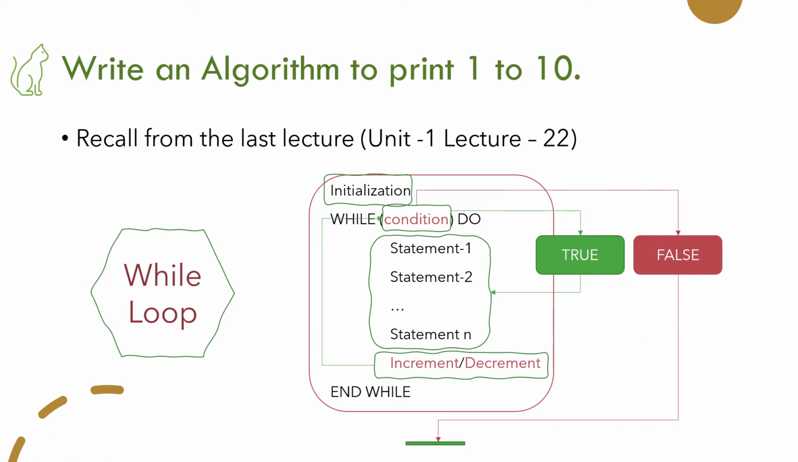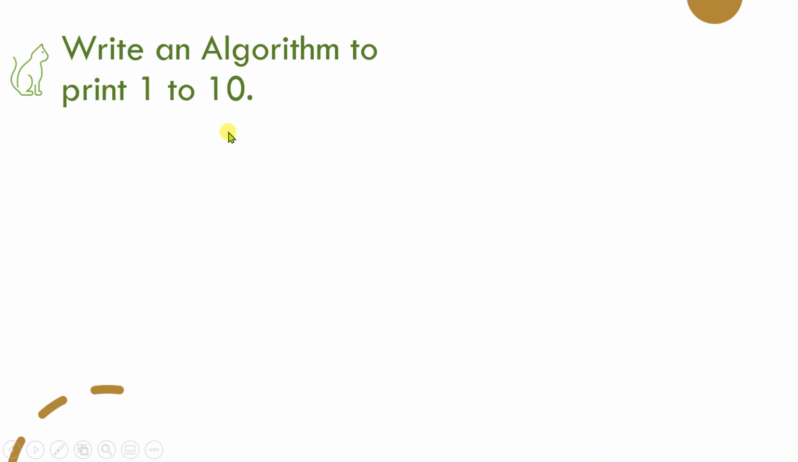I hope you understand the concept of writing a while loop, and now let us go for solving. The problem is: write an algorithm to print 1 to 10. I want to print 1 2 3 4 5 6 up to 10. So let us see how to do it. The first step will be start, as I have already told you. The next step: I want to print the numbers from 1 to 10, so I have assigned the value of I as 1, because every time I will increase the value of I and print the value of I. Initially I becomes 1.